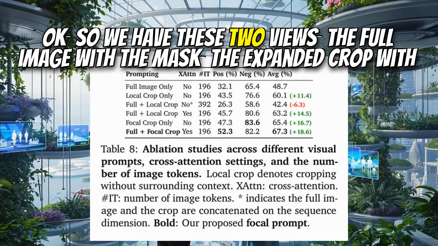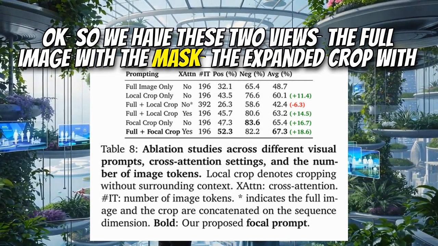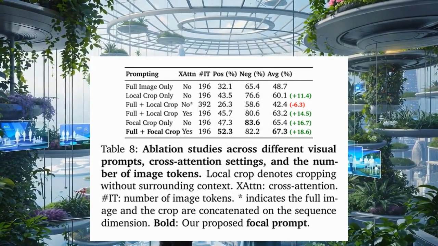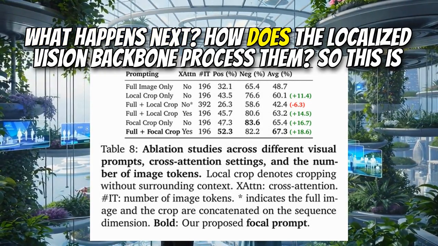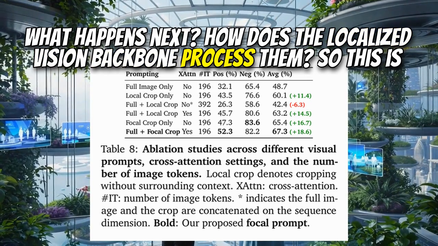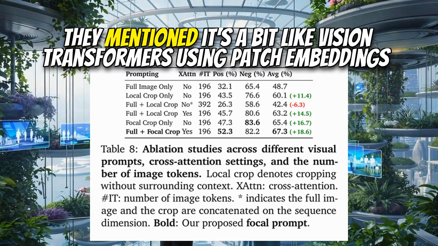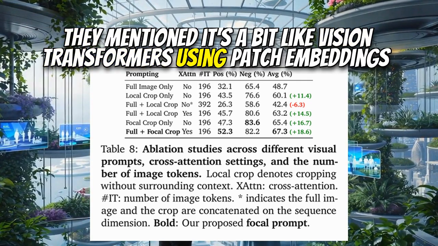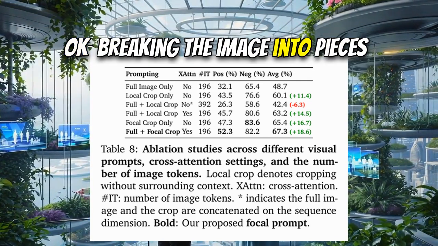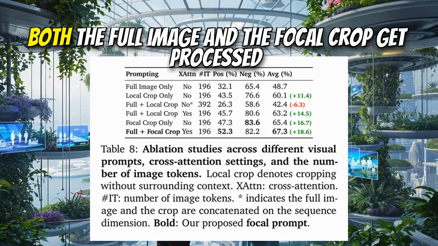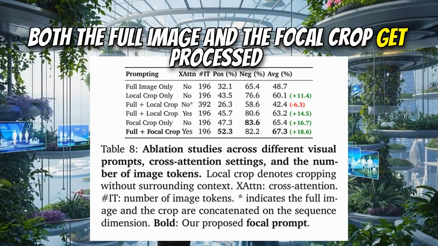Okay, so we have these two views, the full image with the mask and the expanded crop with the mask. What happens next? How does the localized vision backbone process them? So this is where it starts merging the what with the where. They mention it's a bit like vision transformers using patch embeddings. Okay, breaking the image into pieces. Sort of. Both the full image and the focal crop get processed.